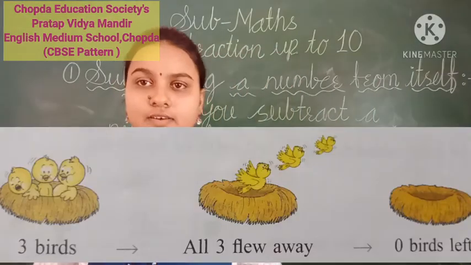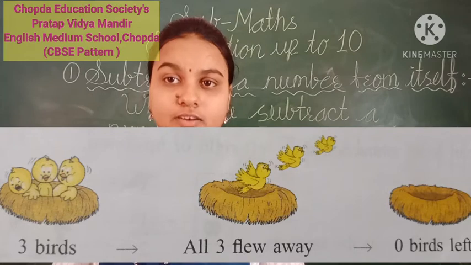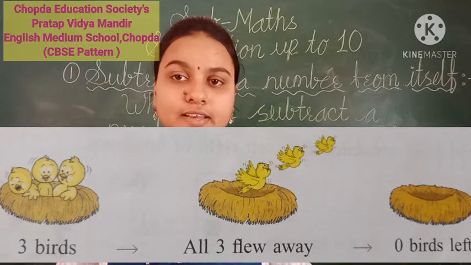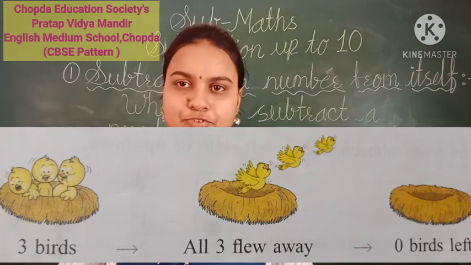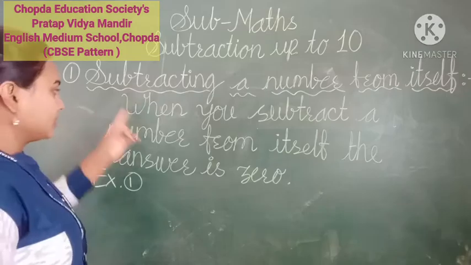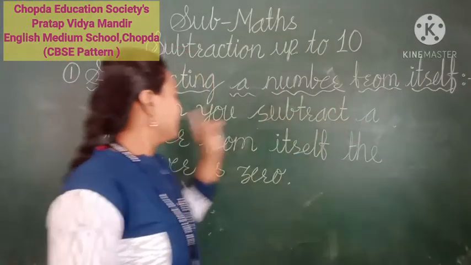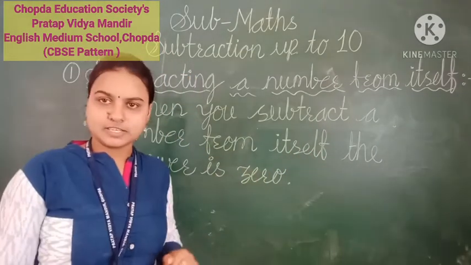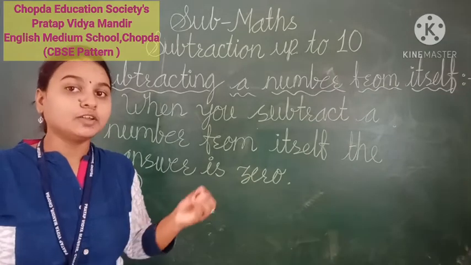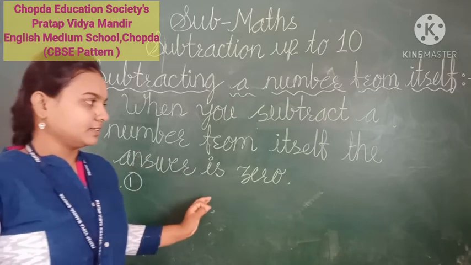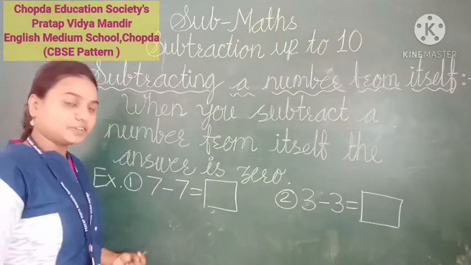The third property of subtraction is subtracting a number from itself. Three birds are in their nest, and if three birds fly away, then there are 0 birds left. Look at this picture and understand. When you subtract a number from itself, the answer is 0.